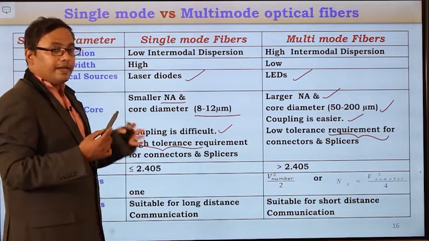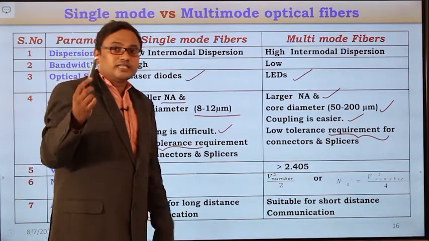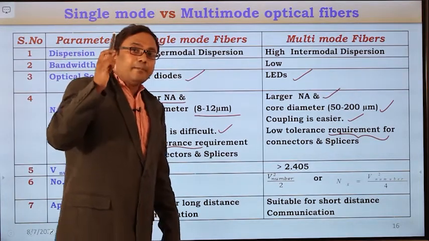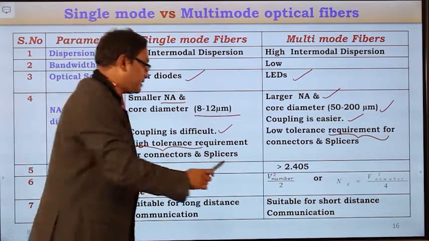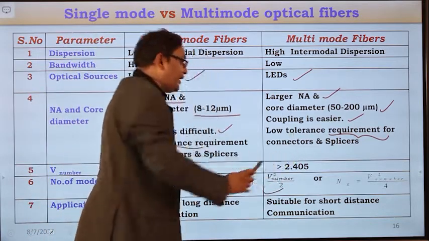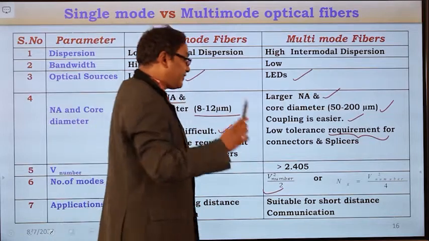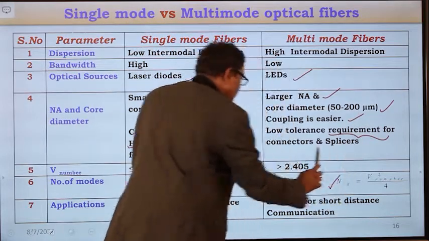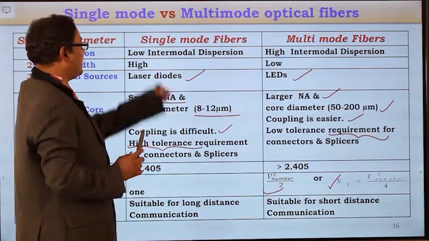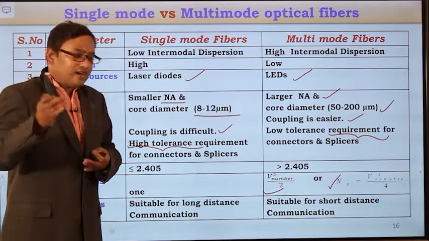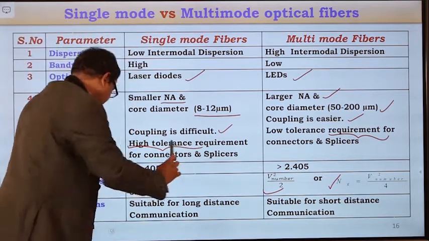And I already mentioned the number of modes that can be allowed by a multi-mode step index fiber is V number squared by 2, and for the multi-mode graded index fiber it is V number squared by 4. But in single mode fibers only one light mode is propagating.